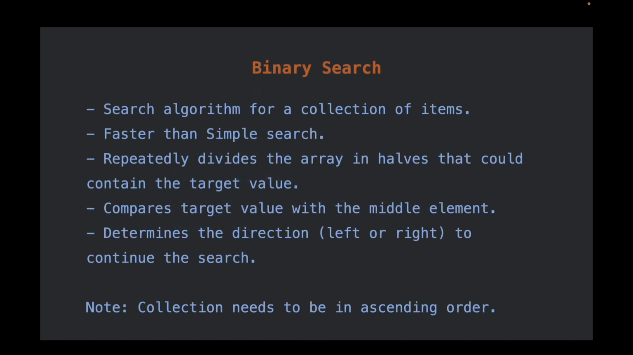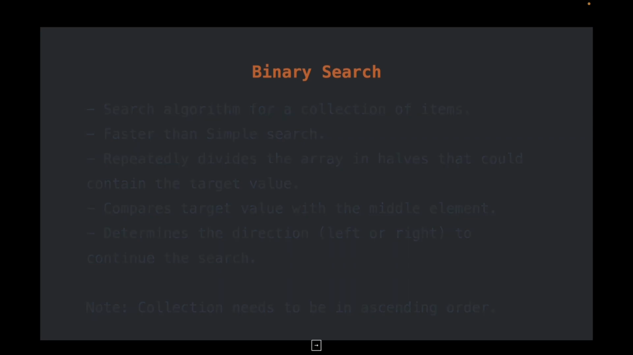Binary search is a search algorithm that allows us to search any element from a collection of items and return the index of the given search. Binary search works by repeatedly dividing in half the array that could contain the target value. It compares the target value to the middle element and determines whether to continue the search to the left or to the right side from the ordered array.